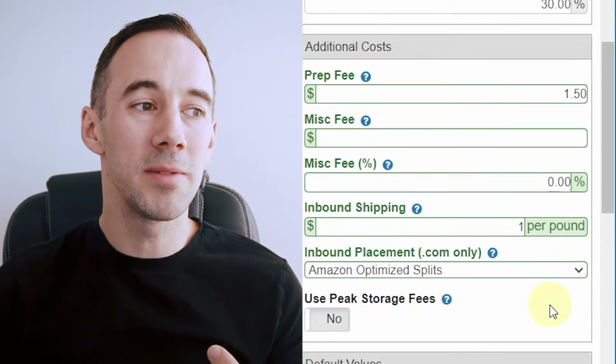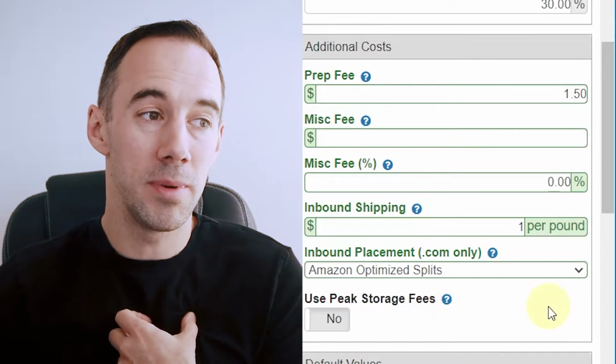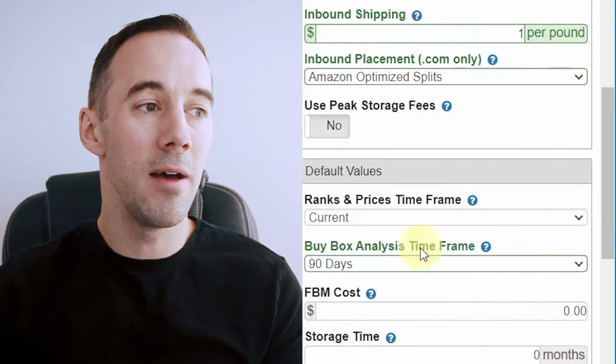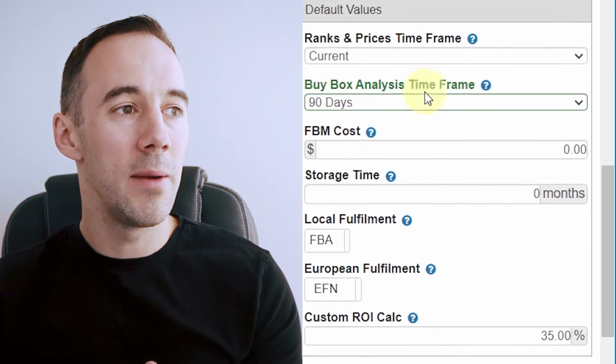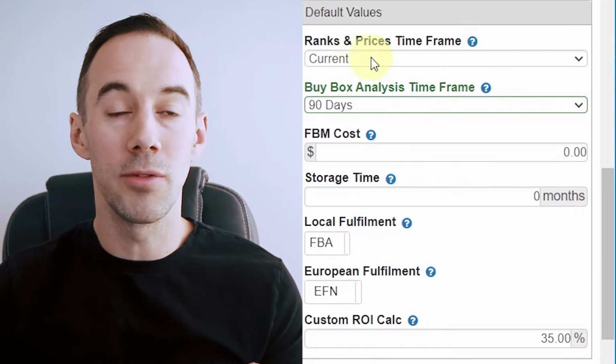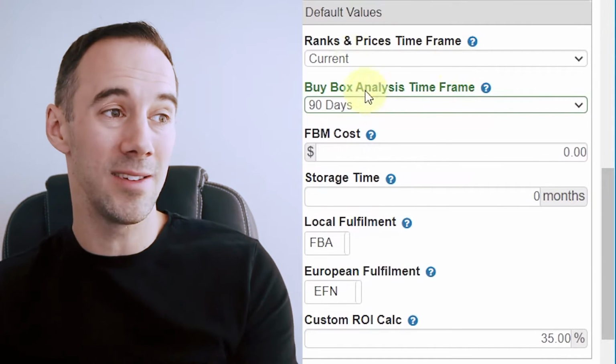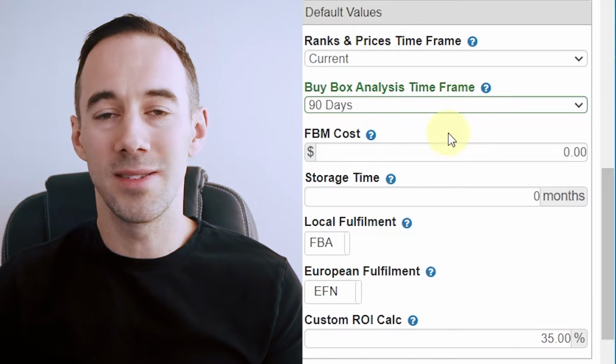Now, Amazon optimized splits is what I choose for my Amazon business. That's the option we have selected in there. I don't choose peak storage rates. And then when we look at default values, I'm always looking at the ranks and the prices based off today, so the current time. And then I do the buy box analysis over 90 days.